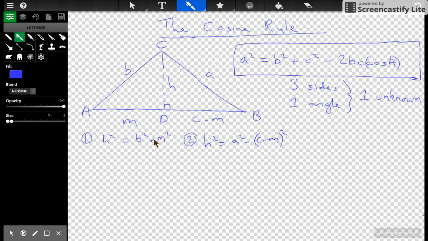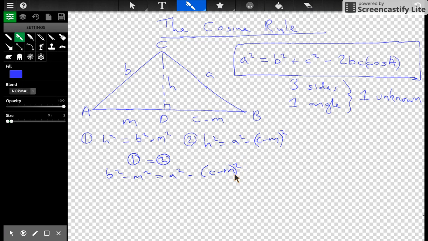What I need to do is equate equations 1 and 2. So 1 is equal to 2. That is the reason I've made H squared the subject, because you can straight away make them equal. So we get B squared minus M squared is equal to A squared minus C minus M squared.